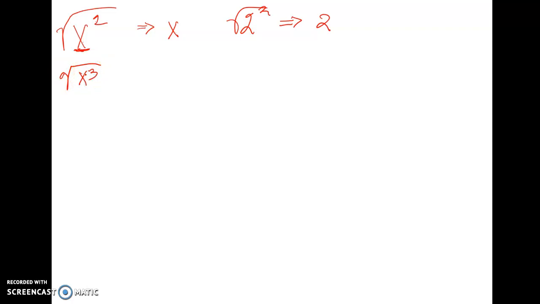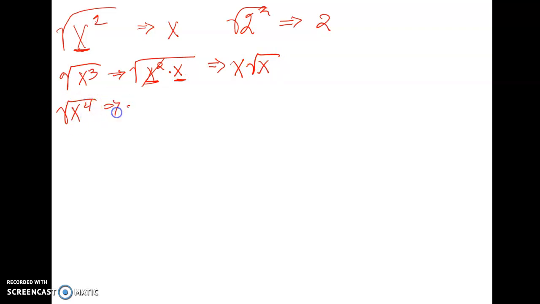Well, I'm only taking the square root of it, but remember, x cubed, if we use our exponent rules, is x squared times x. So I have a perfect square in there in x squared. So I'm going to take the square root of x squared, which is x, but since he wasn't perfect, he's going to stay behind. How about x to the 4th?